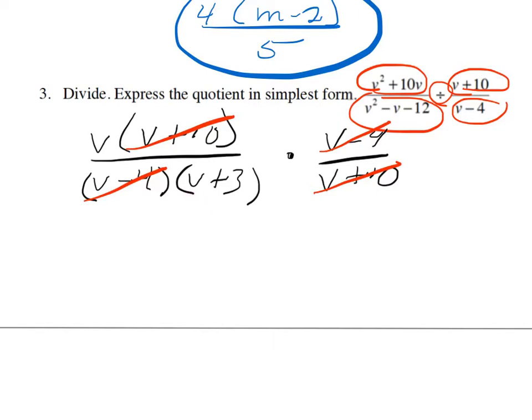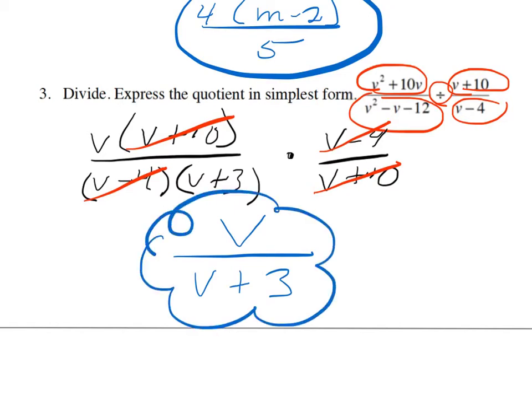No, you cannot. Why? Because this is a v plus 3, and this is just a v. So what are we going to do? Well, we're just going to shove it all together and we are finished. What's left on top? We have a v. What's left on the bottom? We have a v plus 3. Now, look at the directions. Does it ask us to restrict it? No, it does not. So guess what? We're done. We've simplified that quotient.